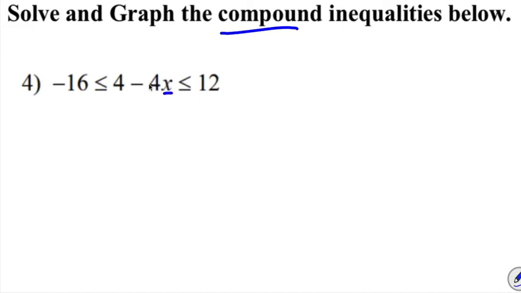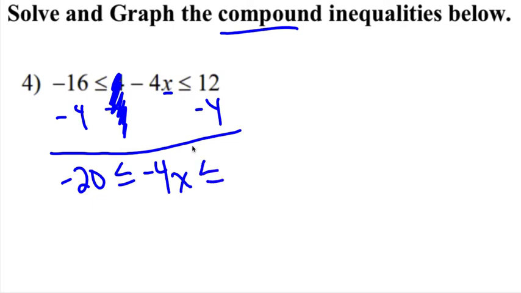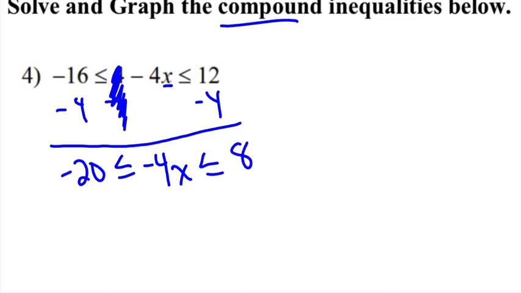Again, we want x by itself. So we move the number with no variable. Now this is a positive 4, so I will do the opposite and subtract 4. Negative 16 minus 4 is negative 20. Is less than or equal to 4 minus 4 is 0. In the middle here, I'm going to bring down the negative 4x. Okay, we don't want to forget the negative sign that's in front of that. Is less than or equal to 12 minus 4 is 8.